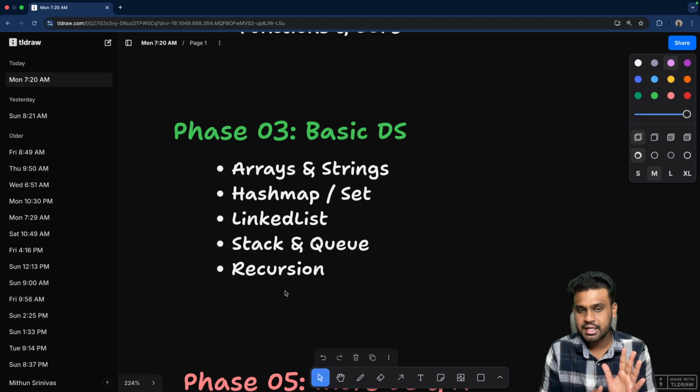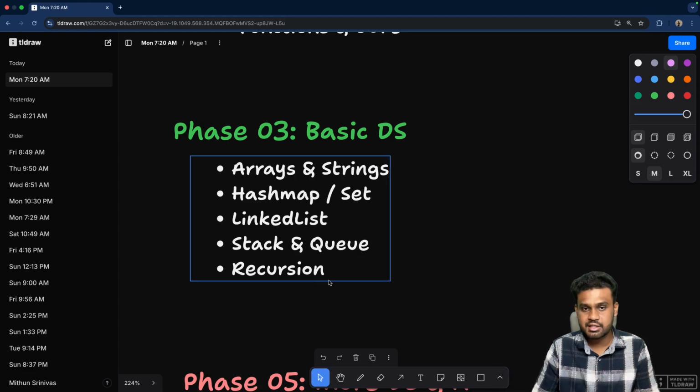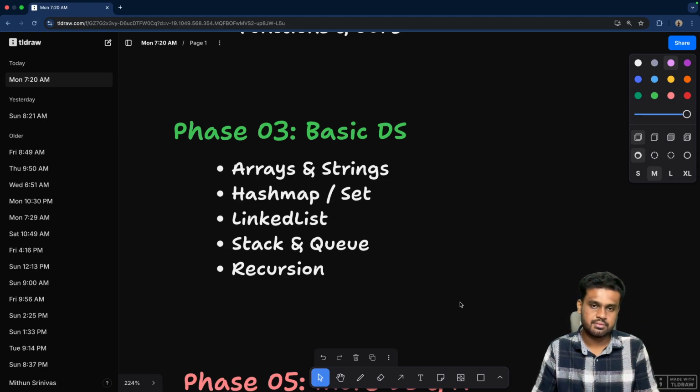Once these 5 things are clear, then go to platforms like LeetCode and HackerRank. Start with easy problems and upgrade as and when needed. Okay, we'll talk about the platforms, but this is the way. Focus on these 5 things.